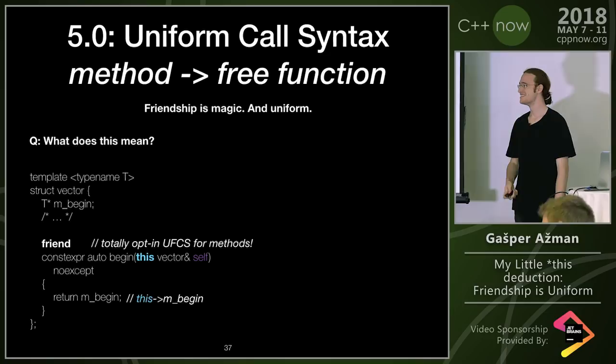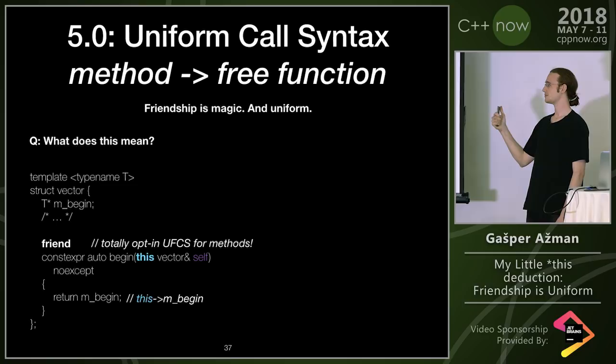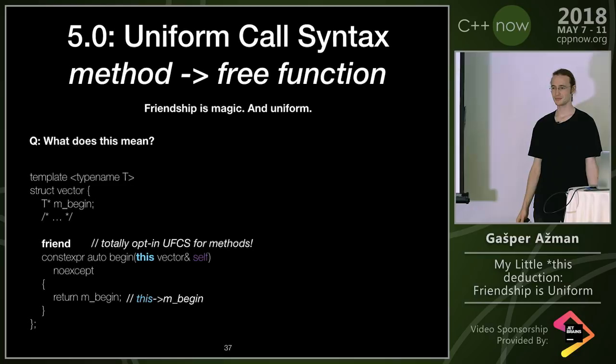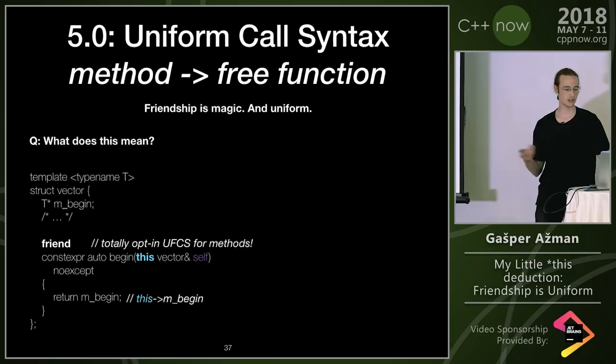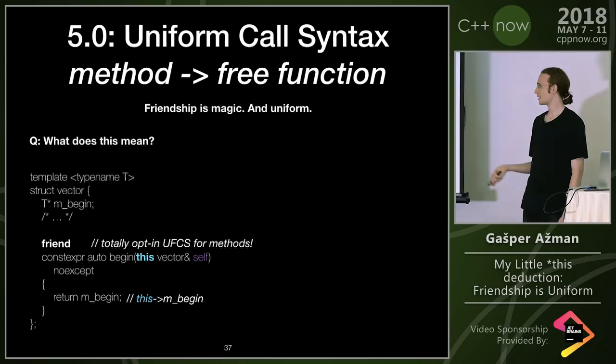Here is, first of all, opt-in only. Because what does this mean? Tell me what this means. Is it obvious? Yes, so it's a method that we are exporting through the enclosing namespace, effectively. So we should be able to call it both ways. And that's really it, right?